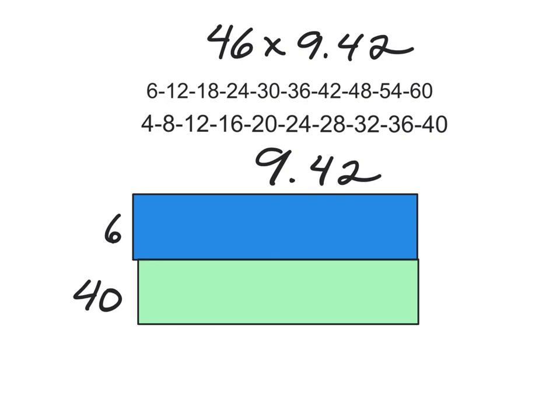And I broke the 46 into 40 plus 6. And now I am ready to rock and roll. 6 times 2, 1, 2. That's going to give me 12. I'm going to drop the 2, carry the 1, and move along.